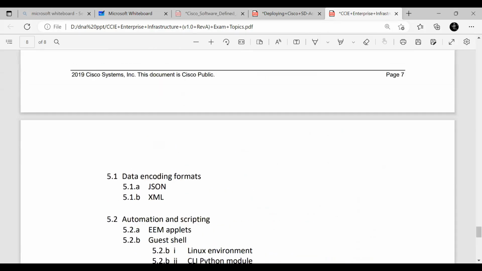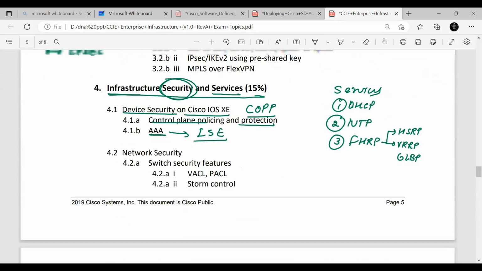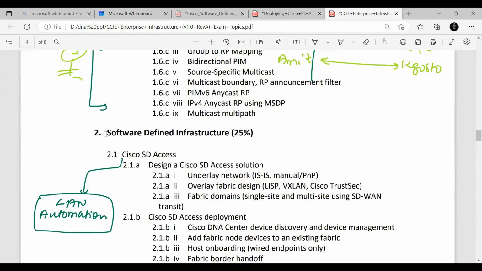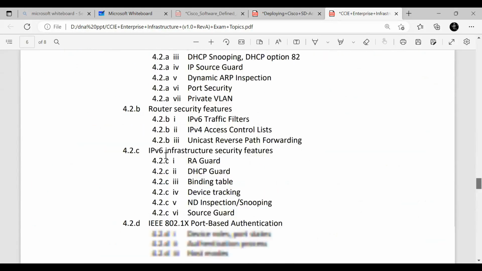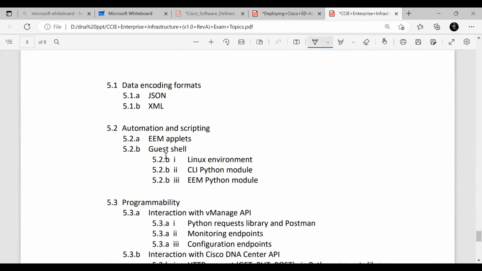Yeah, this is something very, very new. So basically in CCIE, you have two new topics. The first one was here, section 2, and section 5. Basically, JSON and XML are two data formats. JSON stands for JavaScript Object Notation. And XML stands for Extensible Markup Language.